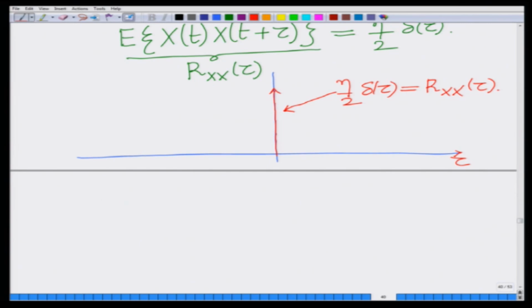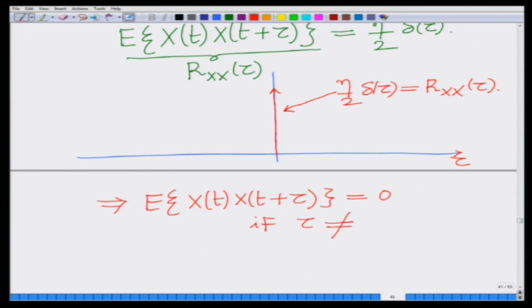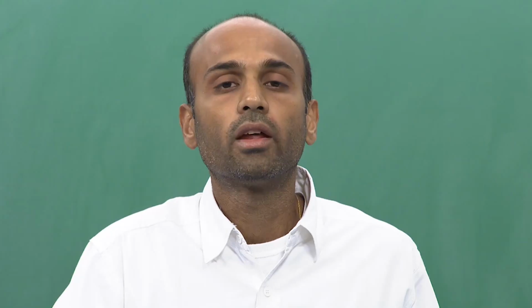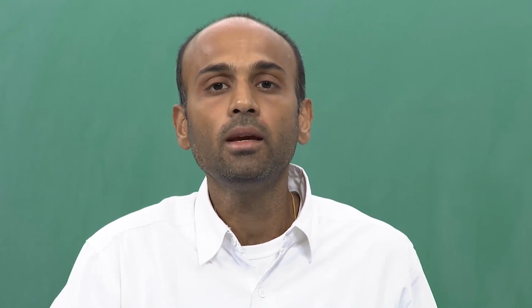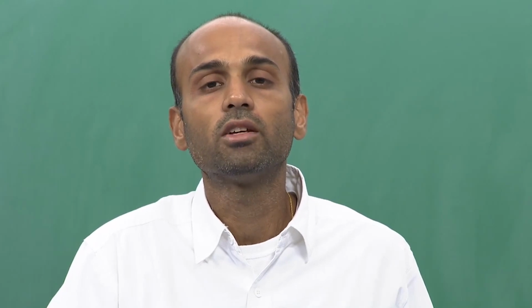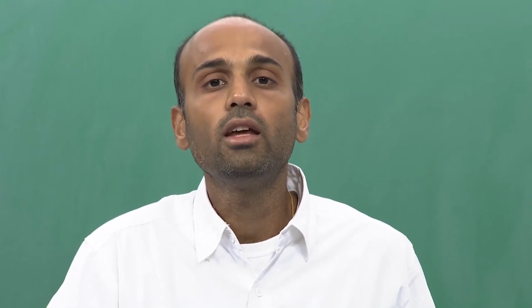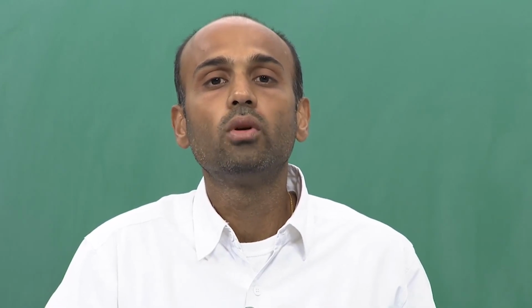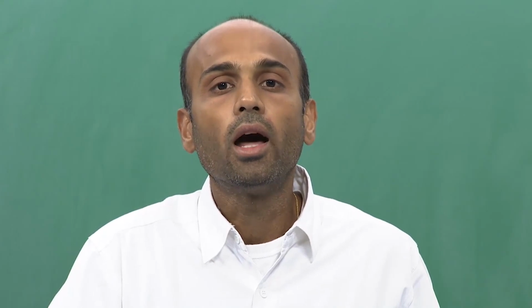And this also means that the expected value of x of t times x of t plus tau is equal to 0 if tau is not equal to 0. That is, if you look at the correlation of the random process at two time instants, x of t and x of t plus tau, it is equal to 0 for any non-zero shift tau, that is, these two are uncorrelated.